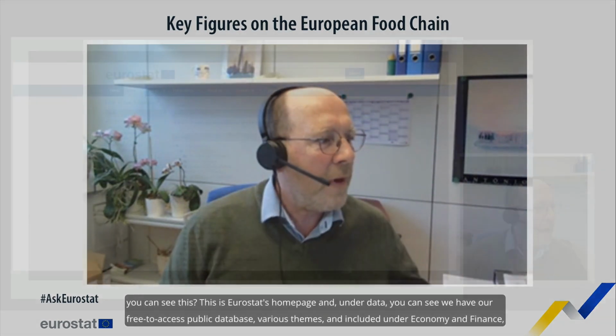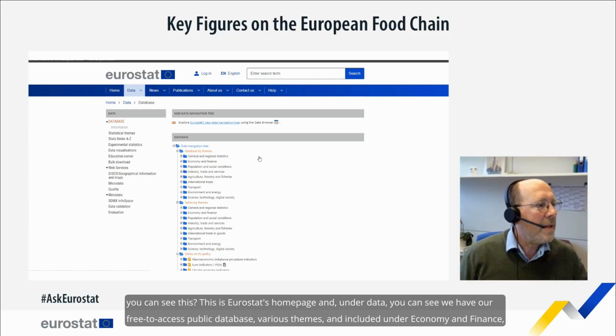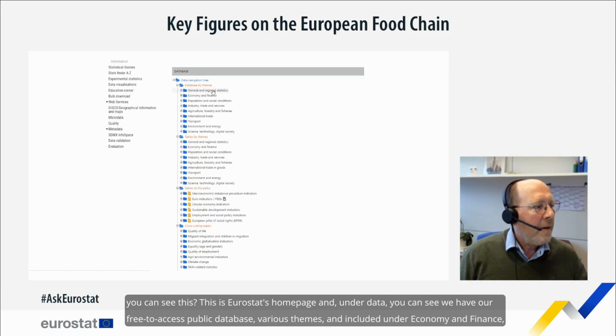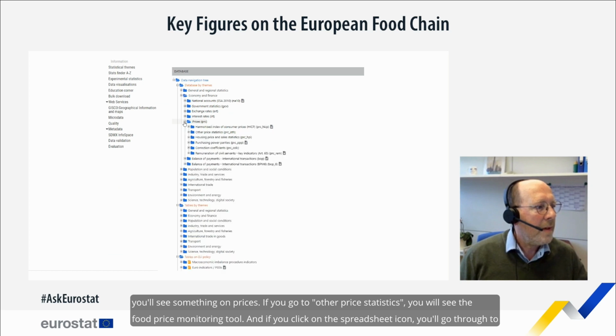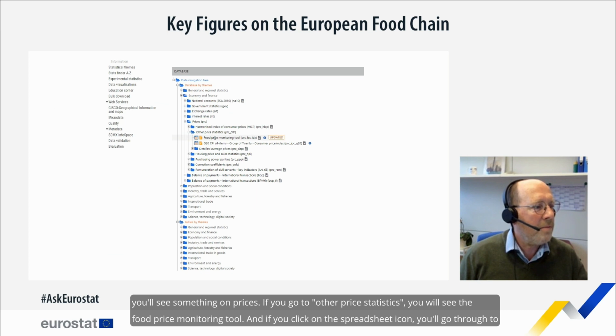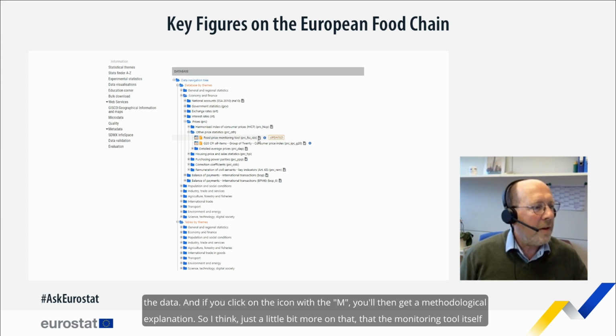This is Eurostat's homepage. Under data, you can see we have our free to access public database, various themes, and included under economy and finance, you'll see something on prices. If you go to other price statistics, you will see the food price monitoring tool. If you click on the spreadsheet icon, you'll go through to the data. If you click on the icon with the M, you'll then get a methodological explanation.